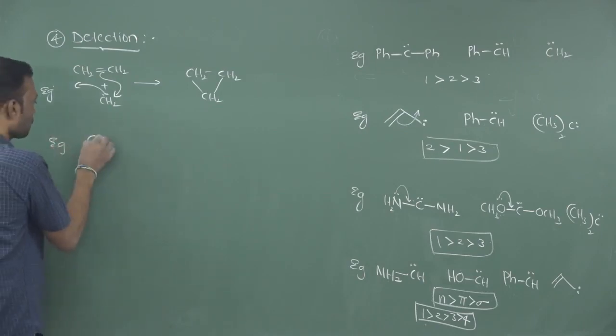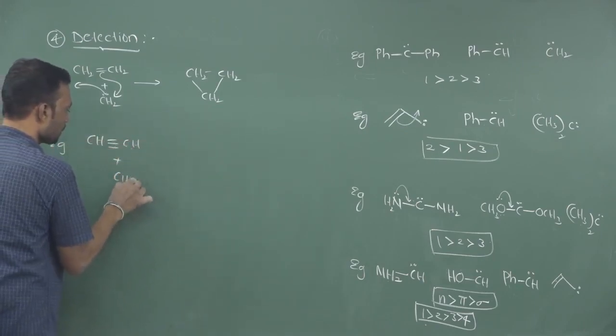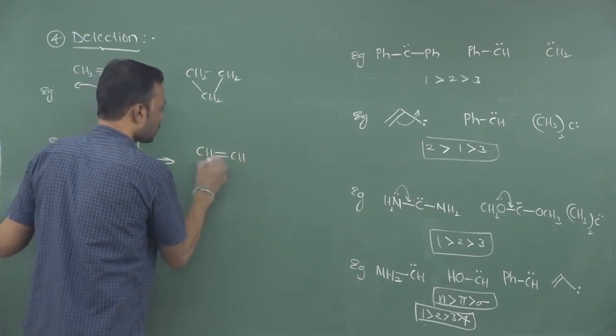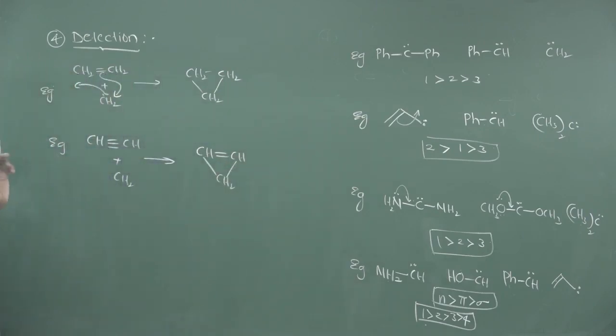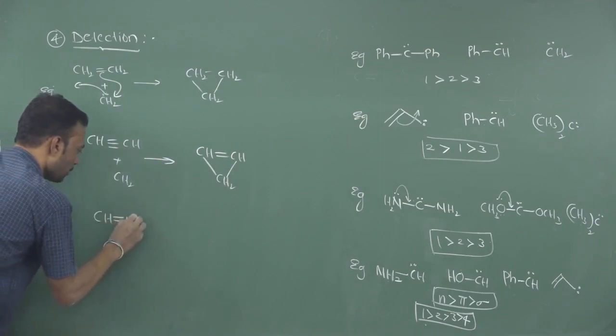So it means it is a carbene intermediate. Suppose I add a triple bond, a carbon-carbon triple bond. Now this is the carbene. So what is the answer? Can I convert the carbon-carbon triple bond into a double bond? Cyclopropene intermediate. Okay.